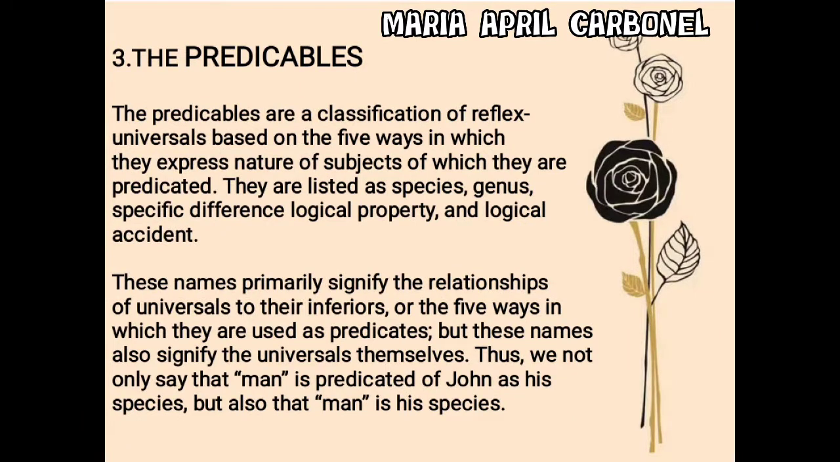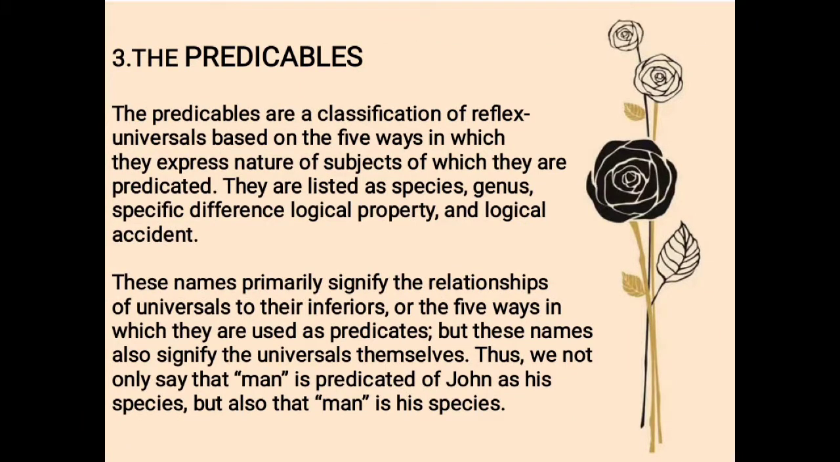The predicables are a classification of reflex universals based on the five ways in which they express the nature of the subjects of which they are predicated. They are listed as species, genus, specific difference, logical property, and logical accident. These names primarily signify the relationships of universals to their inferiors, or the five ways in which they are used as predicates. But these names also signify the universals themselves.